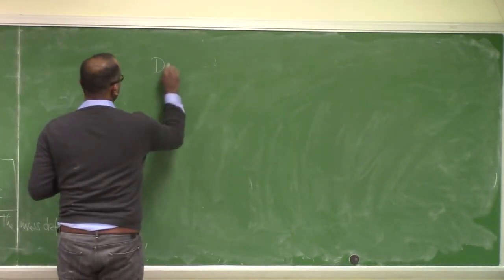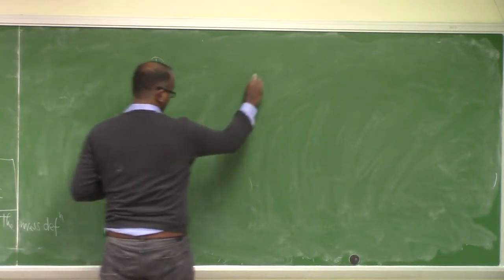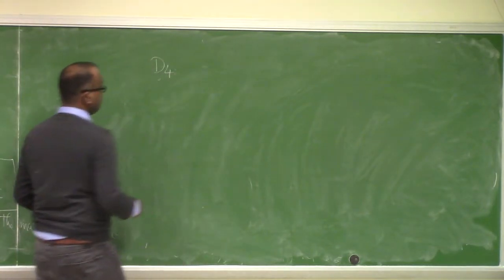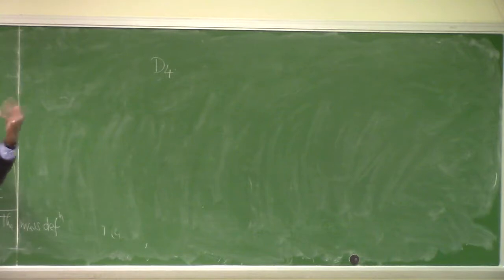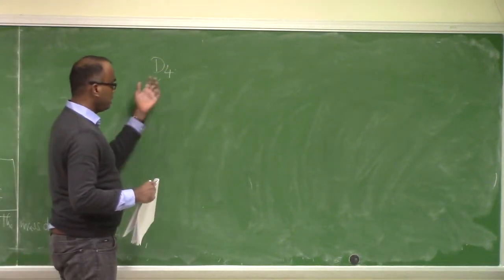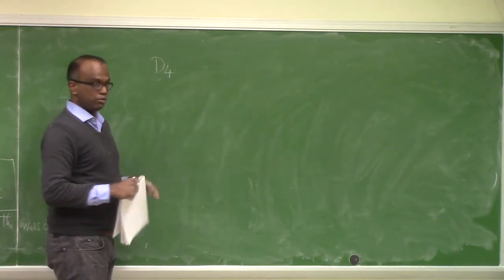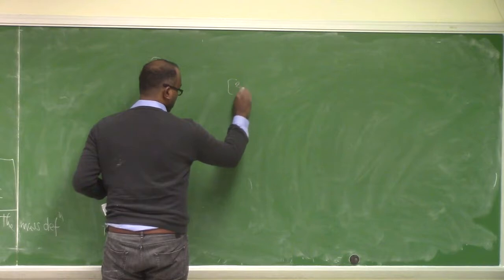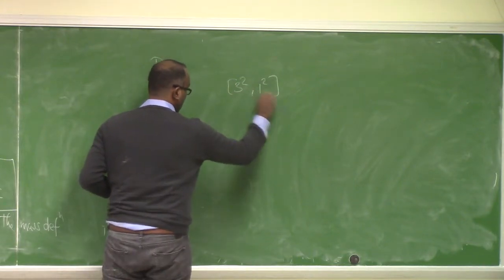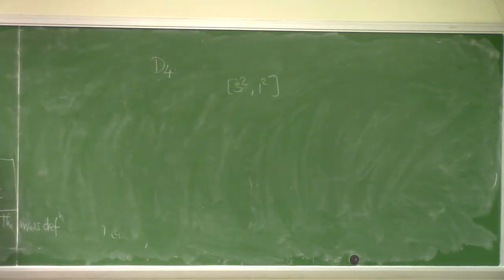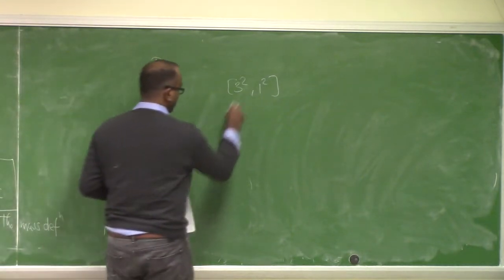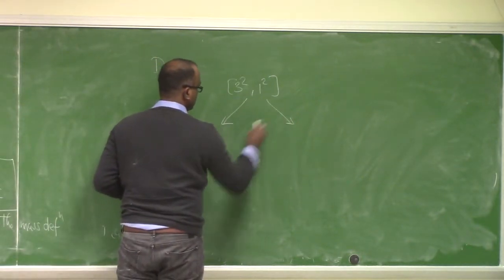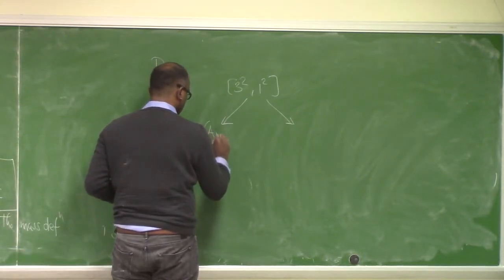But already if you go to D4, nilpotent orbits in D4 are classified by partitions of 8, but not all partitions occur, only what are called D-type partitions occur. These are partitions where even parts occur an even number of times. There's a particular nilpotent orbit which is [3^2, 1^2]. It turns out this occurs at the boundary of two sheets.